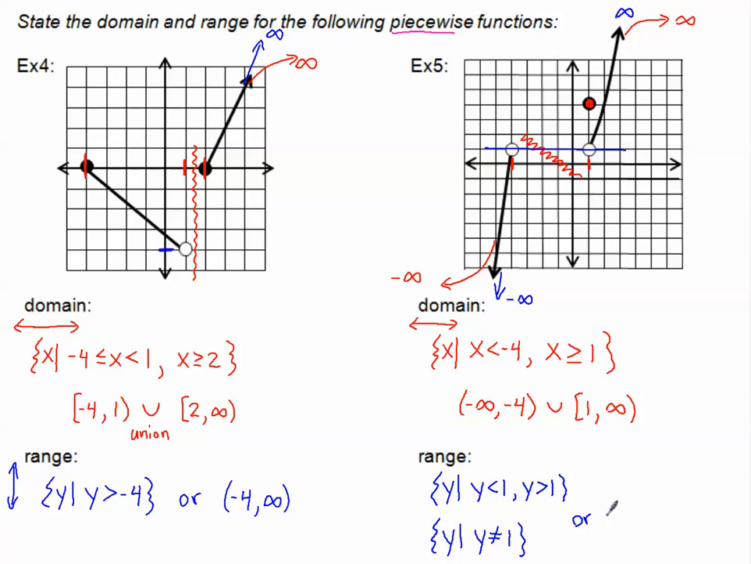And interval notation, well, we've got to go from negative infinity to 1 and put a parenthesis to skip that value of 1, and then union that with the 1 to positive infinity. This is everything from negative infinity to positive infinity except the 1.